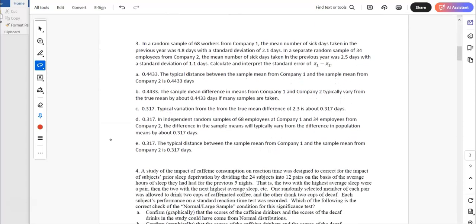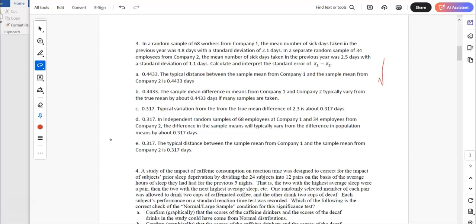Random sample of 68 workers from Company 1. The mean number of sick days taken in the previous year was 4.8 days with a standard deviation of 2.1. In a separate random sample of 34 employees, Company 2, the mean number of sick days taken in the previous year was 2.5 days with a standard deviation of 1.1 day. Calculate and interpret the standard error.